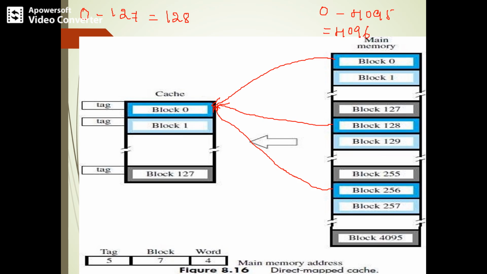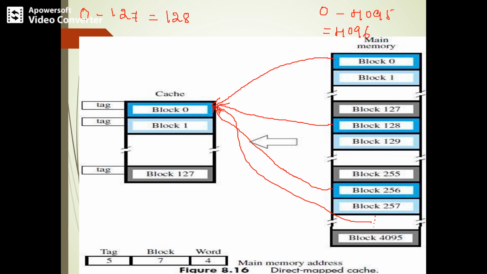So that respective block is also mapped into block 0 of the cache. That is, block 0 is mapped into block 0. Block 128 of the main memory is mapped into block 0 of the cache, and block 256 is mapped into block 0 of the cache. Similarly, block 3968 is also mapped into block 0 of the cache.